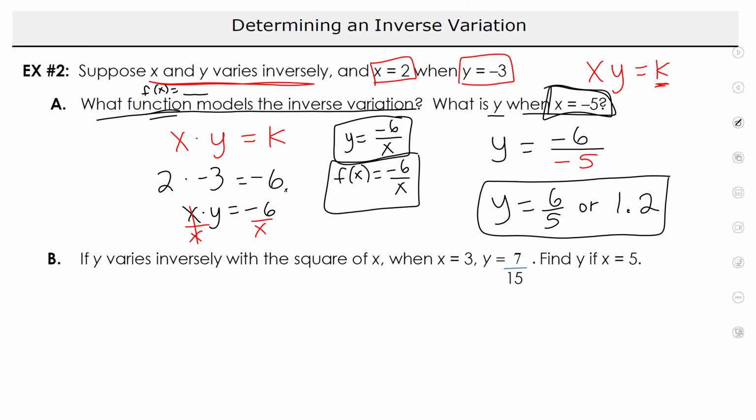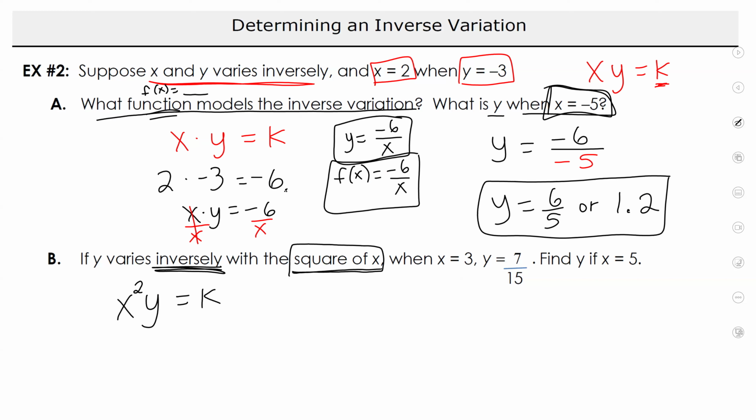Okay, letter B. If y varies inversely, you see that word inversely again, that means we're gonna have the same equation, x times y equals k. Now it's a little bit different this time. It says y varies inversely with the square of x. What does square mean? Yep, so I'm gonna put a squared right there. It says the square of x, so this is our equation.